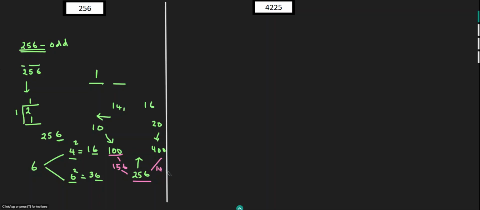So clearly 144 is much closer to 400 than 156 is to 100. Therefore, we have to consider the number that is closer to 20, which is 16. So the second digit of our number is going to be 6. And finally, the answer, the square root of 256, is 16.